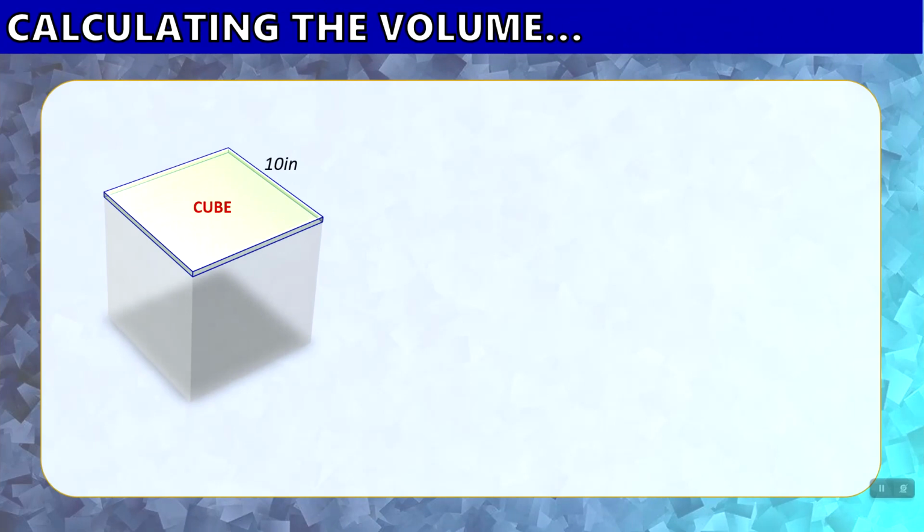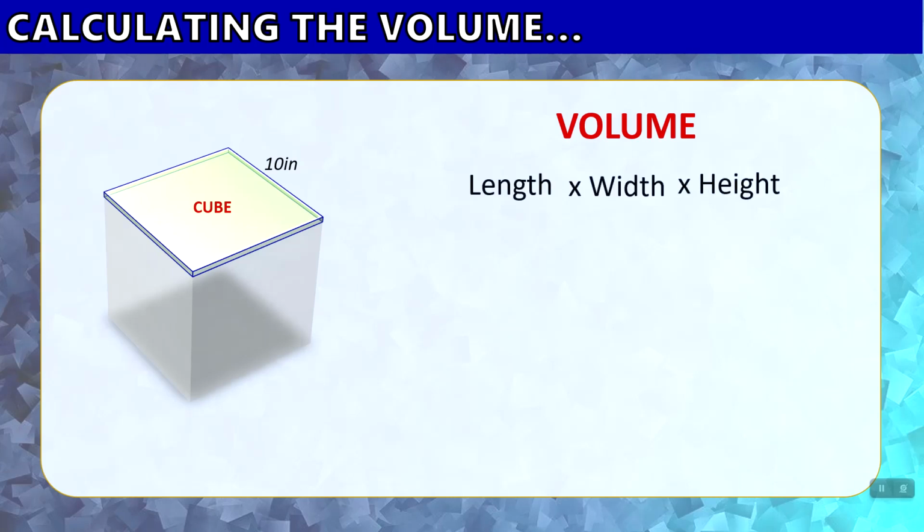Now let's look at this cube. It has a width of 10 inches. Again, the volume formula is length times width times height. And we only need to be given one side of a cube to know all of the sides are the same length. So 10 times 10 times 10, it can be written as 10 cubed. And we know 10 times 10 is 100. And 100 times 10, we add another 0 to make 1,000 inches cubed.